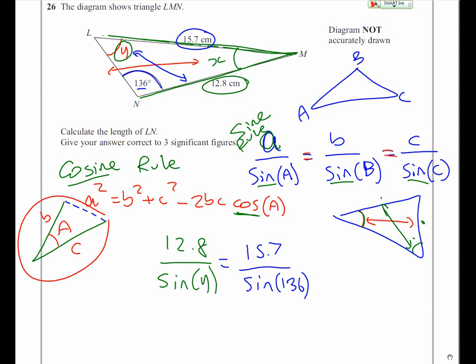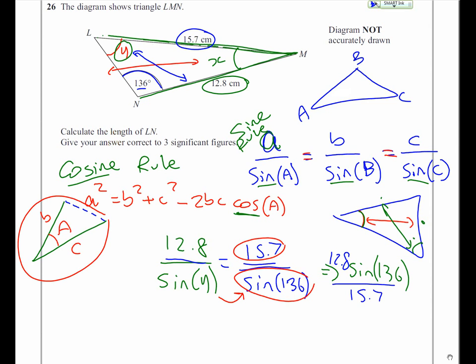To get y, we're going to times it by sine y, and divide by 15.7 times by sine 136. But you basically just swap everything around and you get that sine 136 times by the 12.8 that we already had, divided by the 15.7 equals sine of y. So to get y, you need to undo sine. It's not multiply, it's sine of something, and the inverse to undo it is sine to the minus 1.